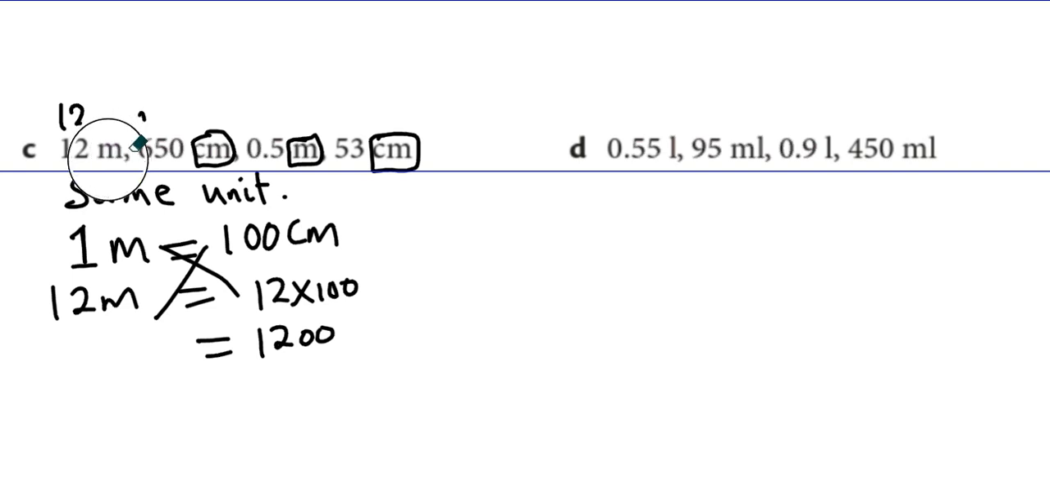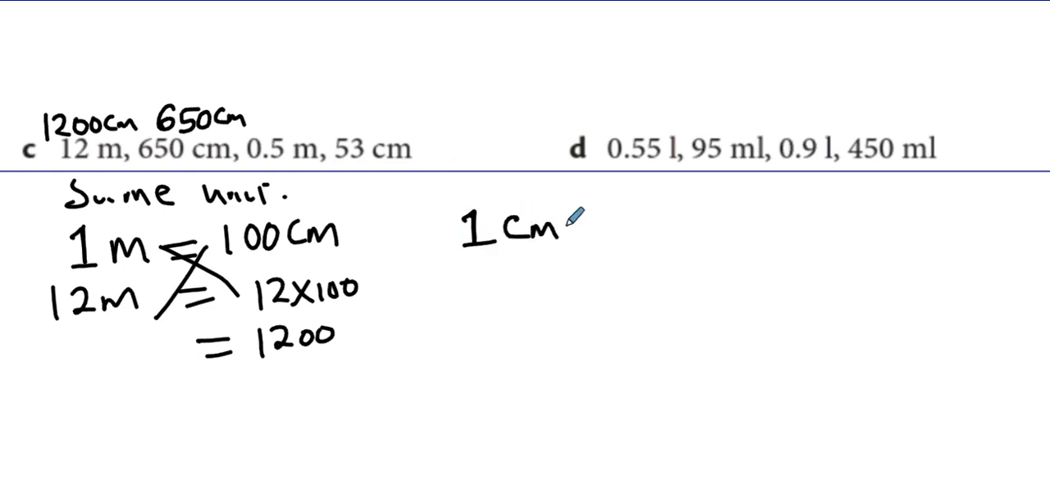Then 650 centimeters will remain the same. So we are going to change 0.5 meter into centimeters. So the conversion factor is 1 meter equals 100 centimeters. Now how about 0.5 meter? It will be equal to how many centimeters?